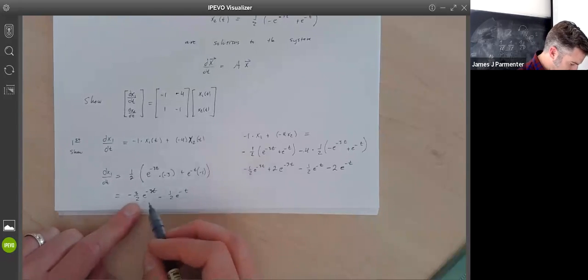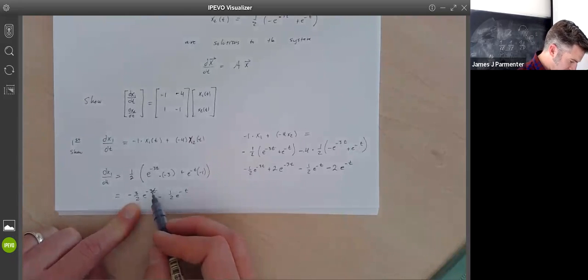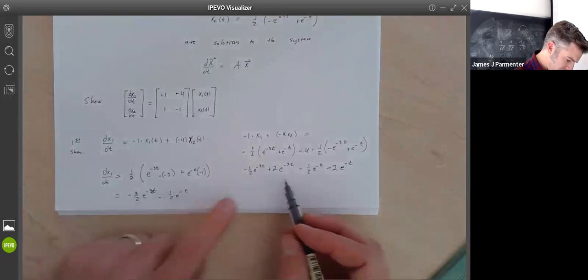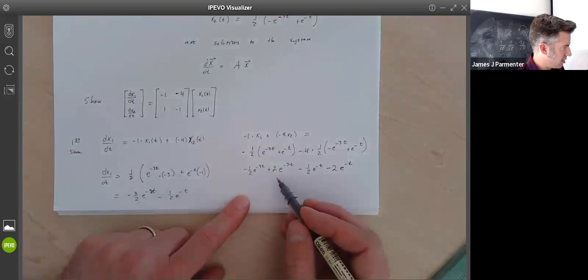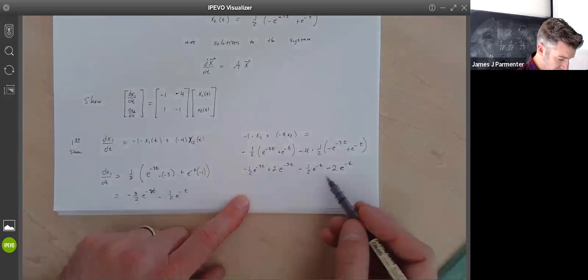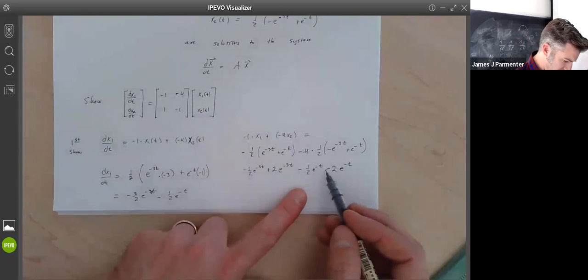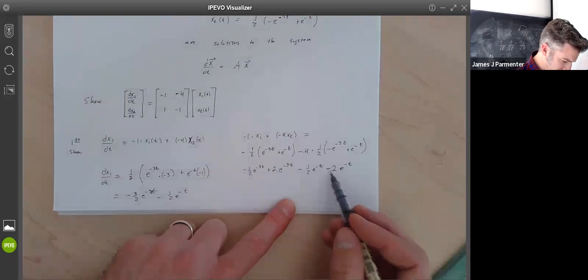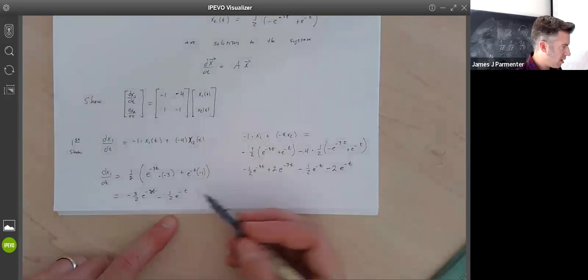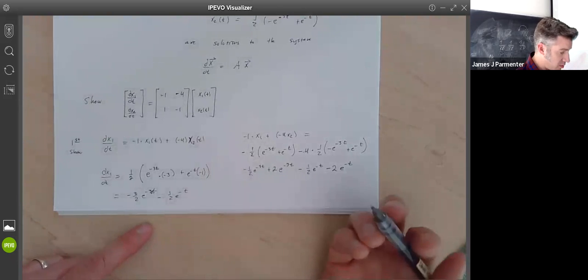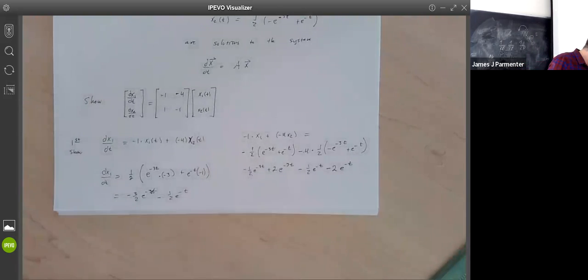Over here I've got a -3/2 e to the -3t, and over here I've got -1/2 plus 2, which is a +3/2 e to the -3t. So I might have made a mistake. I've got a problem here too, right? I've got a -1/2 e to the -t minus 2 e to the -t. That's the wrong thing. So let's check and see where I might have gone wrong, because these should be equal to each other if it's a solution.